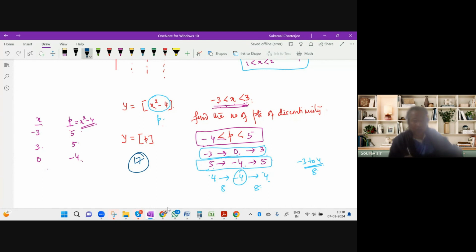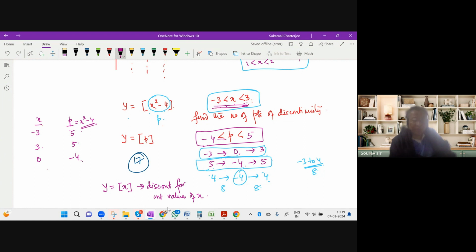So let's take it stepwise. What is the range of x given? -3 to +3. And y is the gint function of x square minus 4. Now, what is the meaning of a gint function? If I write y is gint of x, that means it is discontinuous for integer values of x. Simple as this. Just understand this. Discontinuous for integer value of x.